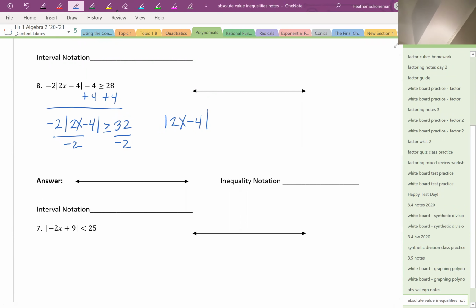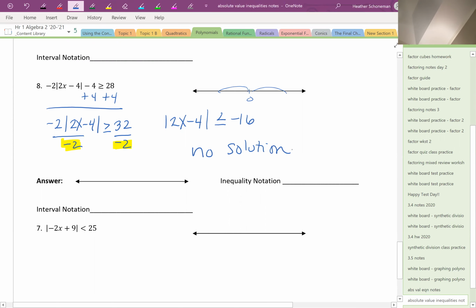But I divided by a negative. What I'm dividing by is negative, so it flips the inequality. So I have less than or equal to negative 16. Wait a second. If I'm going to put this on my graph, can I be negative 16 units away from anything? No way. So this one is no solution.